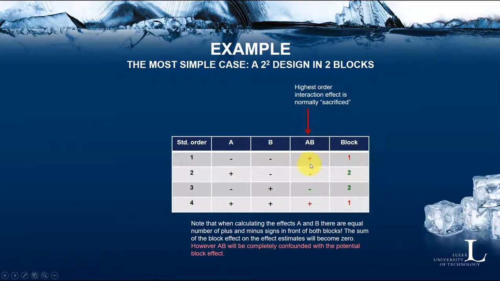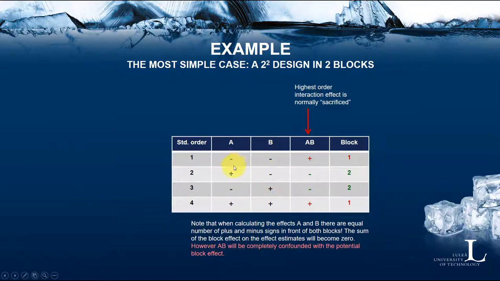So let's say when the AB interaction has a plus sign in the matrix, we choose to allocate this run to block number 1. And when we have a minus sign, we choose block number 2. So that's quite an easy way of picking the blocks. However, we should note that when we calculate the effects A and B, there are equal number of plus and minus signs in front of each block, as you can see here.